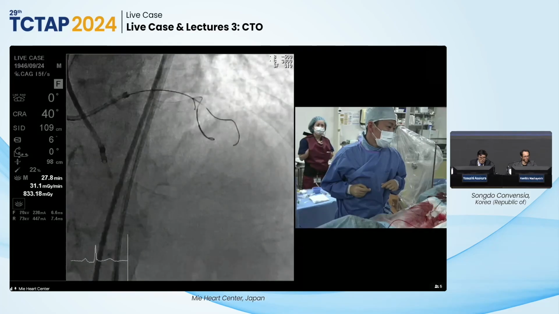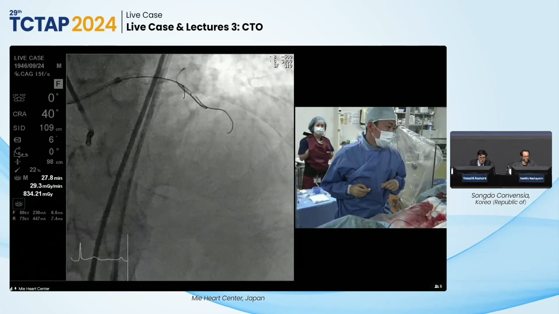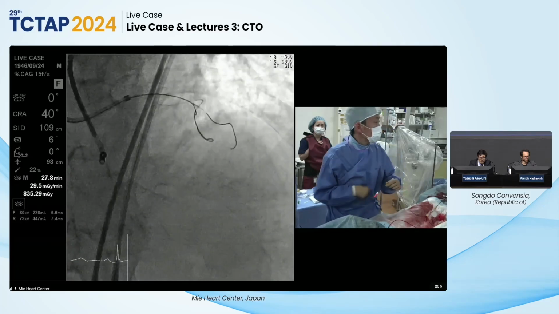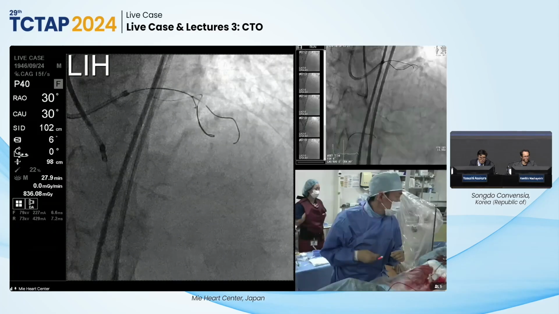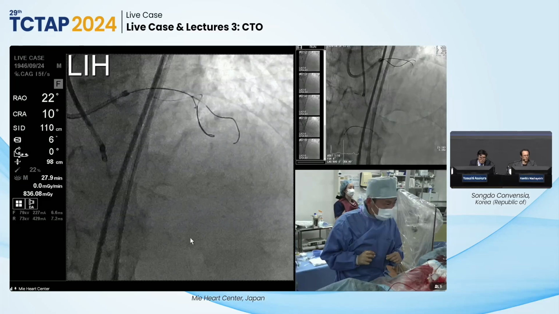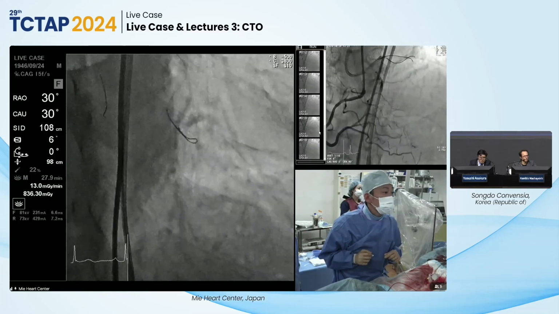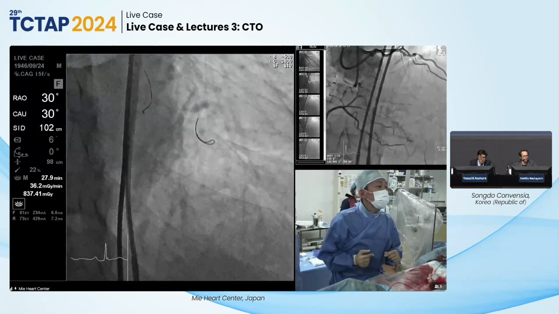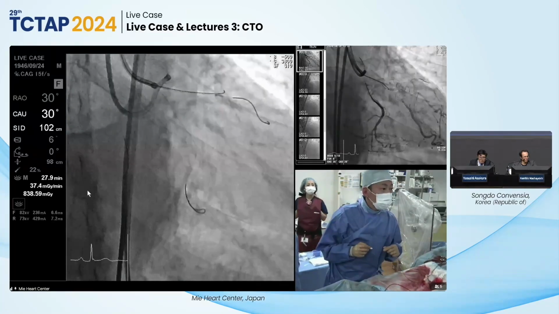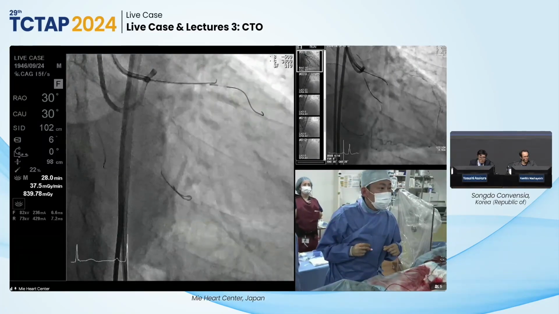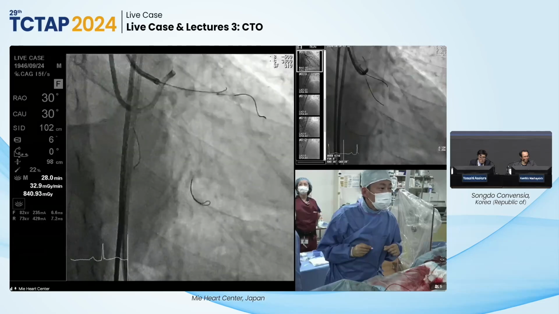Very difficult. There's a lot of bending on the distal part of the wire somehow. Yeah, I think the CT scan showed a lot of calcium right at that point as well. So, probably, yeah.